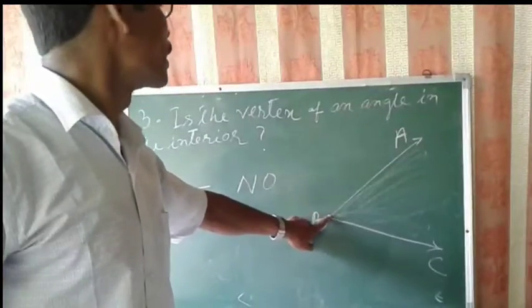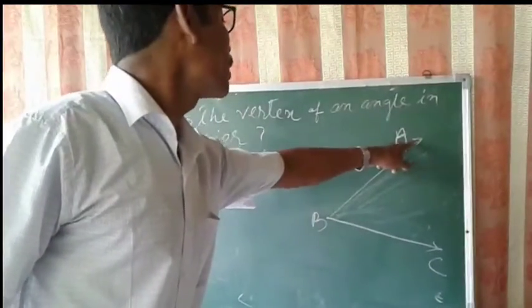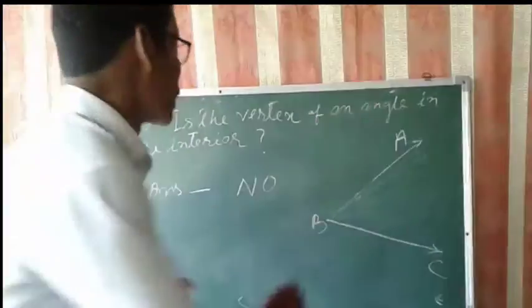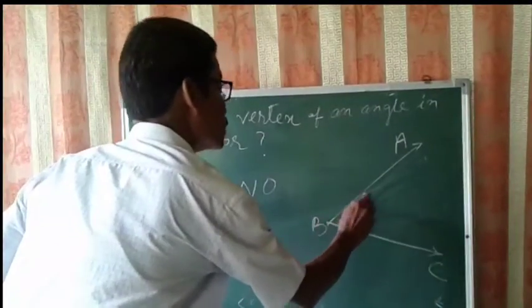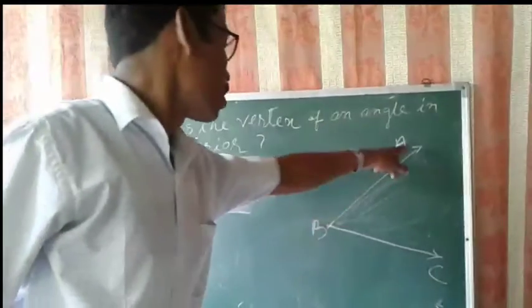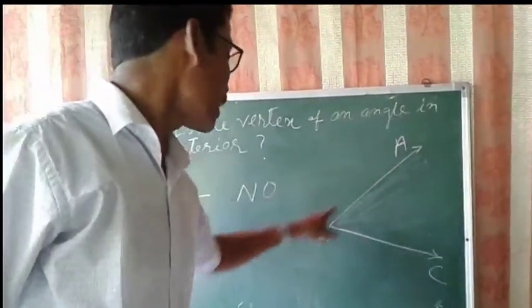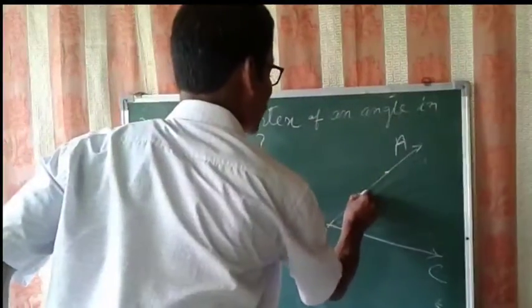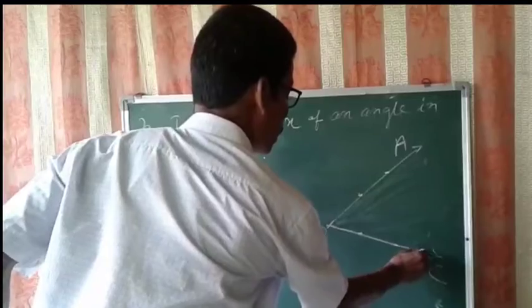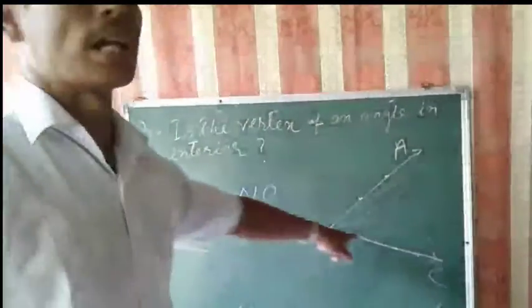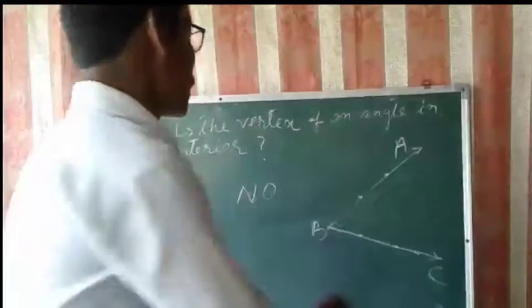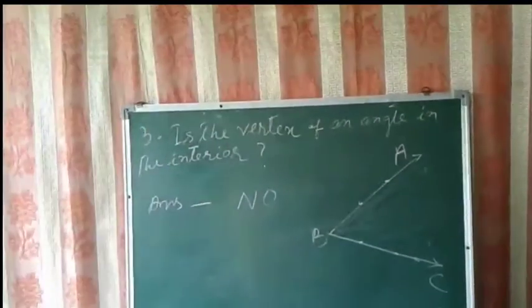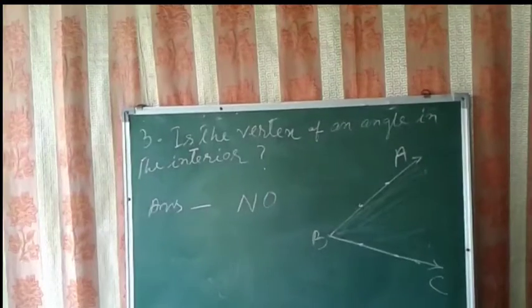This point is on the ray, on the angle. This vertex is not in the interior region. This vertex is on the angle. It is a boundary of the angle. So this point is on the boundary, or on the angle. Like this, this point is also on the angle. It is not interior of the angle.